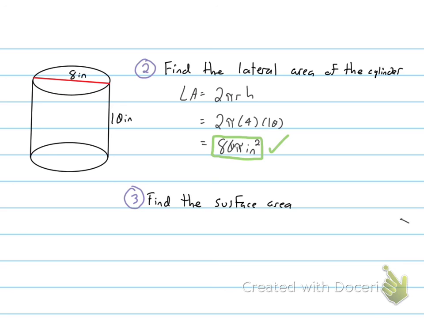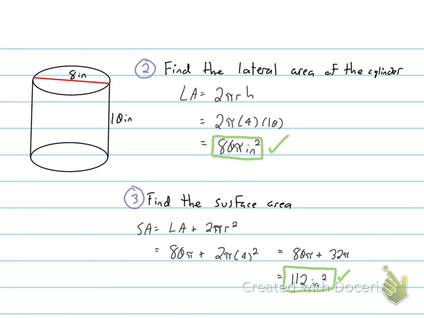And then if I wanted to find the surface area of the whole thing, I'm just going to do that lateral area plus 2 pi r squared. So 80 pi we already found, so 80 pi plus 2 times pi times 4 squared, and I'm left with 112 pi inches squared. And that would be it.